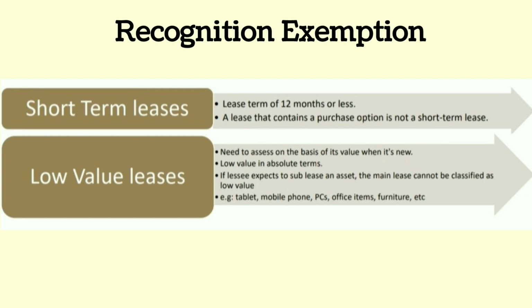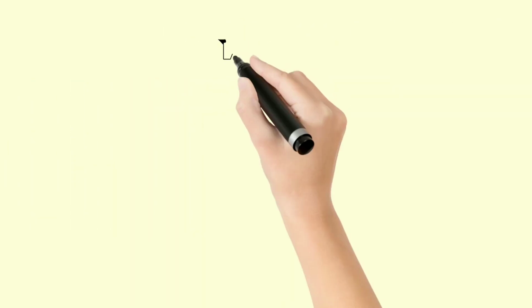Also, if the lessee subleases or expects to sublease the asset, then the head lease does not qualify for lease of low value. मतलब इस केस में lessee या फिर intermediate lessor recognition exemption यूज नहीं कर सकता है और उन लोगों को Ind AS 116 का requirements follow करना पड़ेगा.